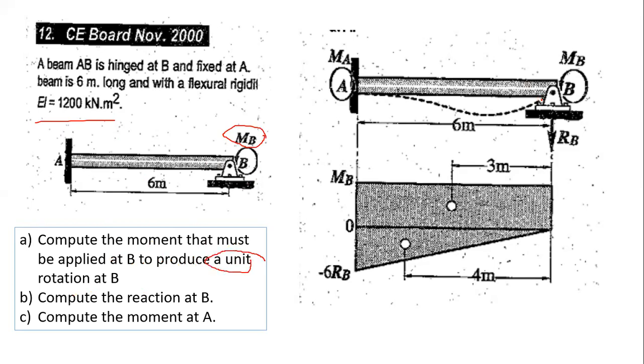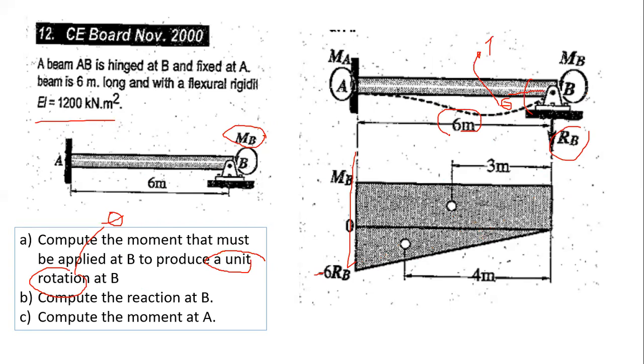Ibig sabihin, ito yung elastic curve mo, that will create an angle. Rotation, itong rotation, ang ibig sabihin nito is angle. Could also mean like this one. Ibig sabihin yung theta dito is equal to a unit is equal to 1. Okay? Take note about this one. Okay, so you have here, if you take our moment here, this one moment B, pataas siya, that positive. Ito naman RB, pababa, negative 6 RB. Okay? RB times 6, negative 6 RB.